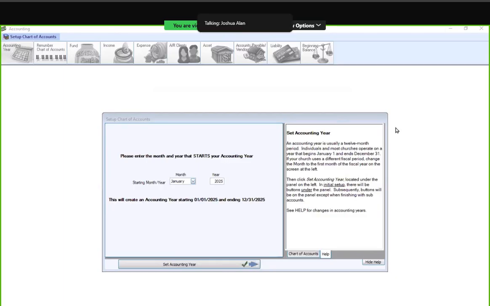Okay? Now, I'm not getting into this yet. We're going to come back to that, but we are going to come back to the chart of accounts wizard in detail, but there are some other things I want to discuss first.